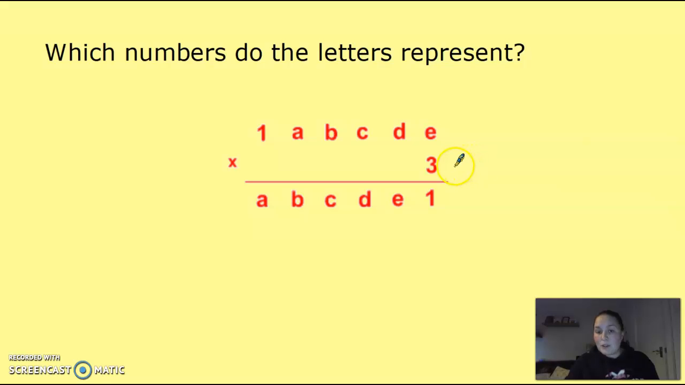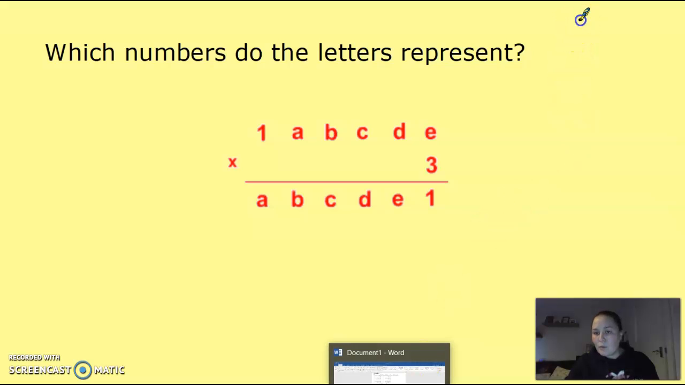Okay, I'm going to think about my 3 times table for this because I know I'm multiplying by 3. So I need to ask myself something times 3 equals 1. Now, I'm struggling with that because that doesn't make sense to me. Nothing times 3 equals 1. So perhaps this 1 is the second digit of a number.